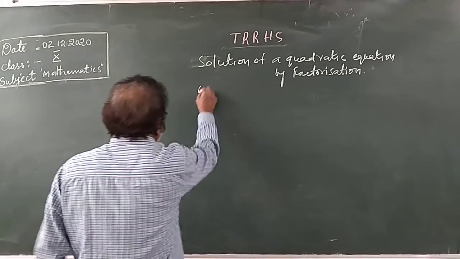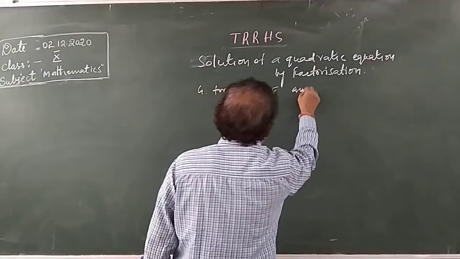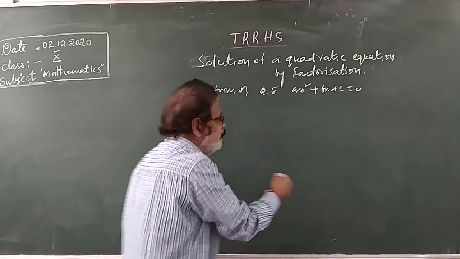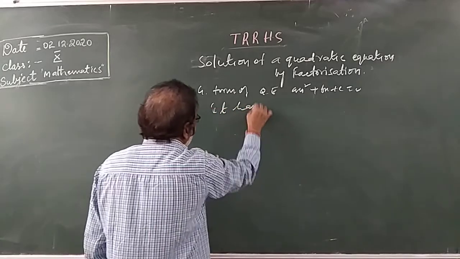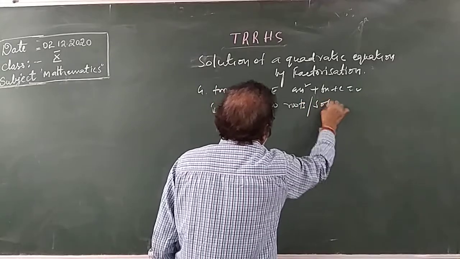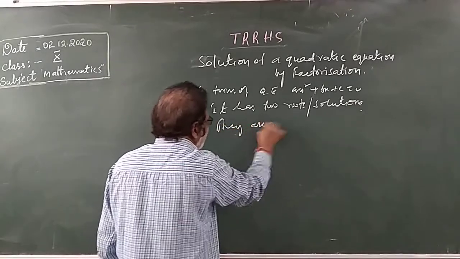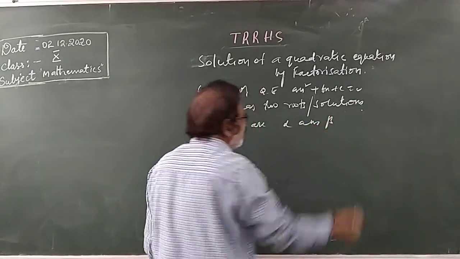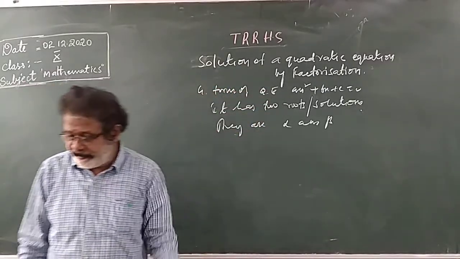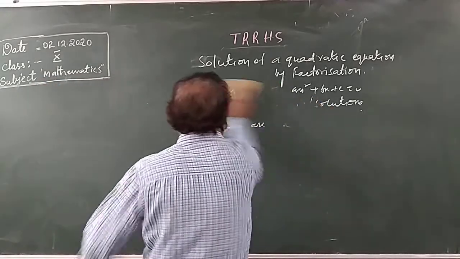What is the general form of a quadratic equation? The general form is ax square plus bx plus c equal to 0. It has two roots or solutions. What are they? They are alpha and beta. When you solve ax square plus bx plus c equal to 0, we will get alpha and beta. So how to solve this? By factorization. We will see the factorization.